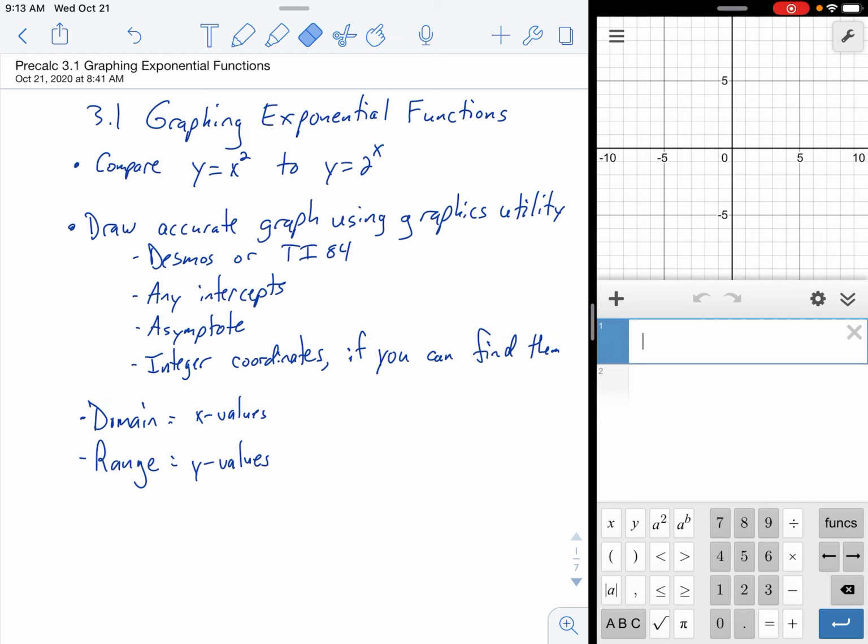If you're staying caught up and following the right order of things, the last thing you should have done would be the Unit 2 test. I hope that went well. Today we're starting a new unit, Unit 3. Slight change to the way I'm doing things.